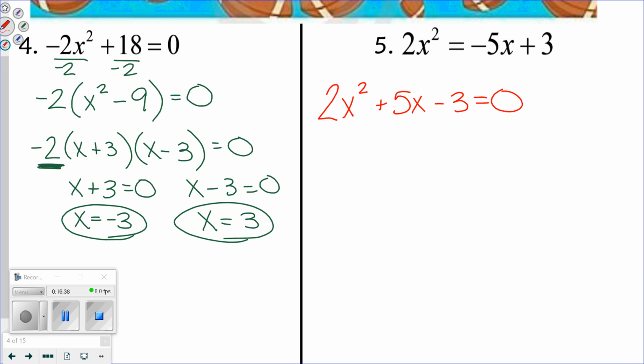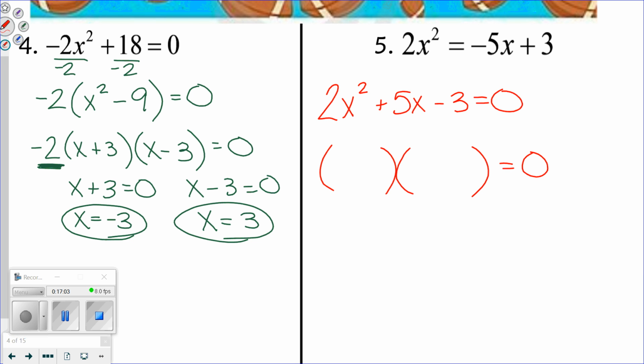Is there a GCF in that problem? No, there's not. But if I had moved the 2x squared to the other side and made it negative, I would have had to take out a -1 as my first step. If the first one's negative, you have to. So if I keep my x squared positive, I don't have to worry about that. So no GCF, we'll set up our parentheses.